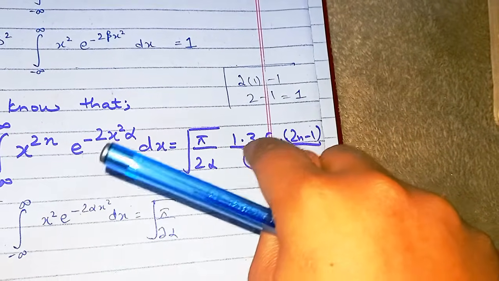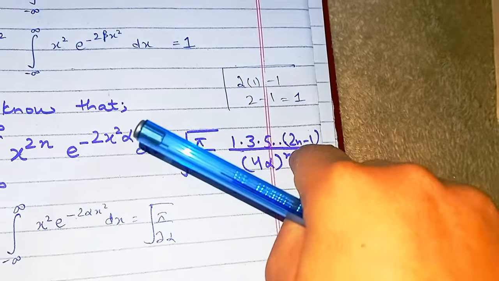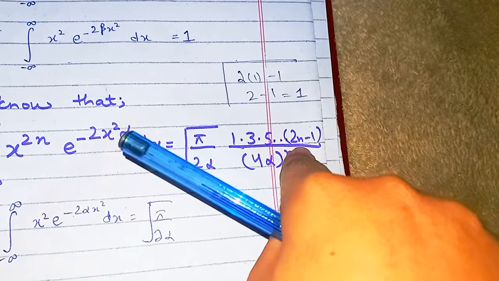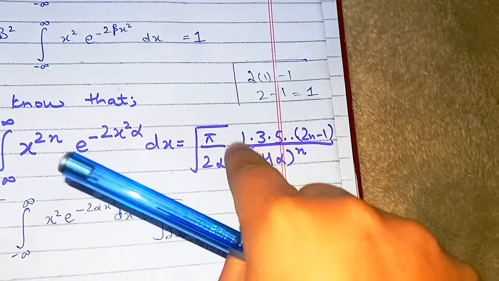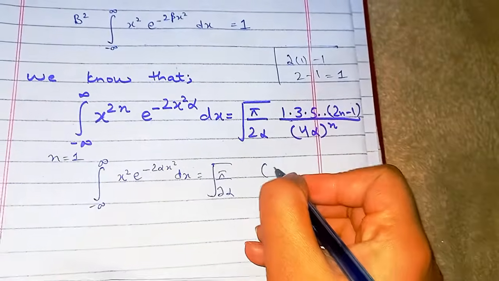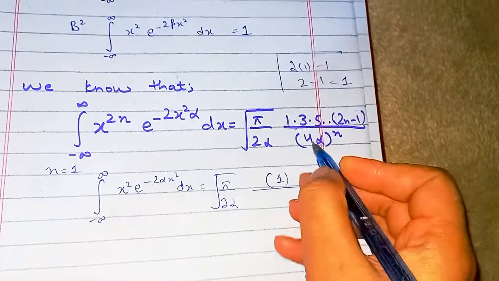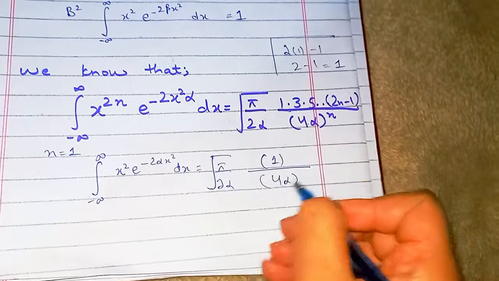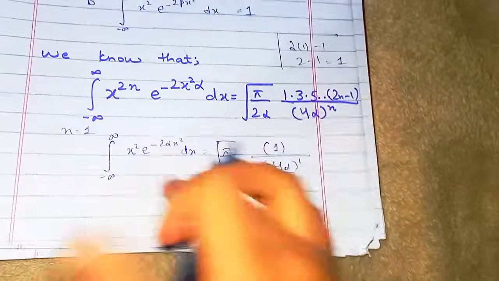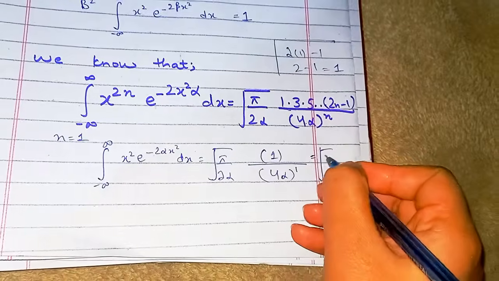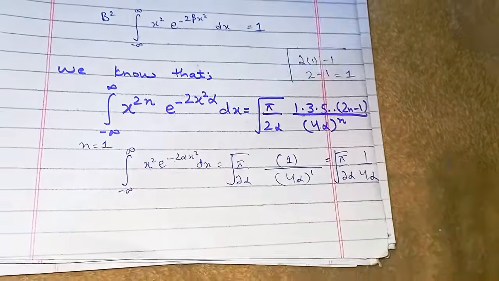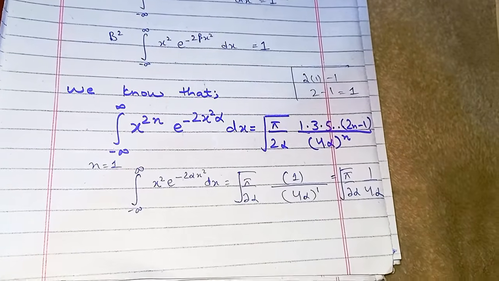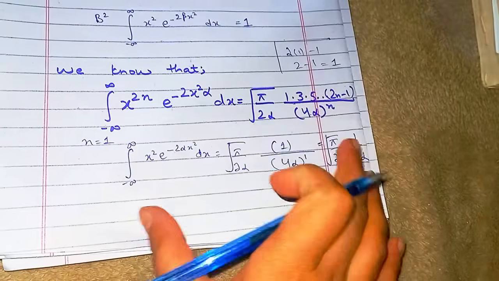It will be 1, 3 and 5 only, but as you can see only 1 is there, so 1 is the last digit to include, and it's the first digit as well, so it's 1 only here, divided by 4 alpha to the power 1. So we have got the result, which is pi by 2 alpha times 1 over 4 alpha.